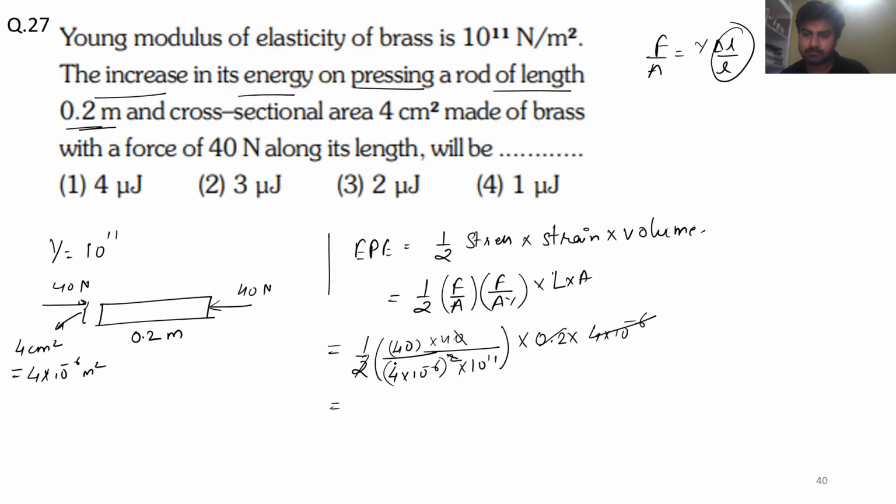Or you can cancel one more thing. This 4 gets cancelled out. So it will be 40 divided by 10 to the power minus 11 or minus 6. It is 10 to the power 5. So this much will be the answer. How much will this come? 4 into 10 to the power minus 6, 4 microjoule. It will be 4 microjoules. Option first. Okay. Let's go to the next question, which is question number 30.